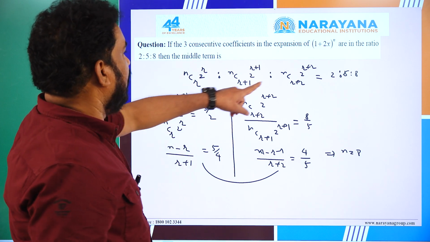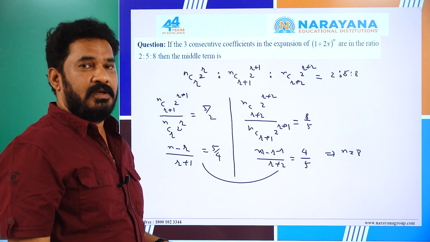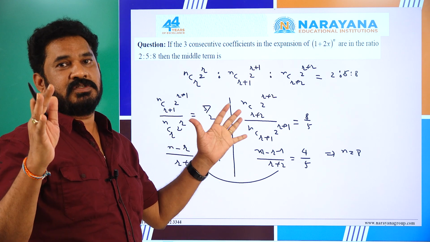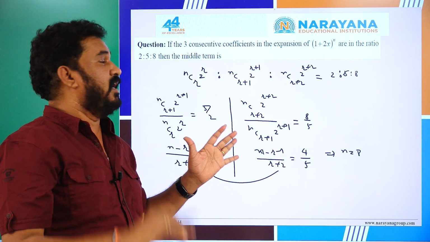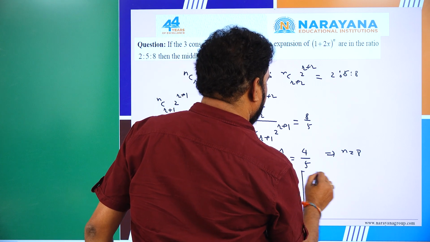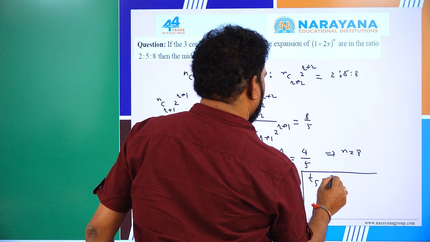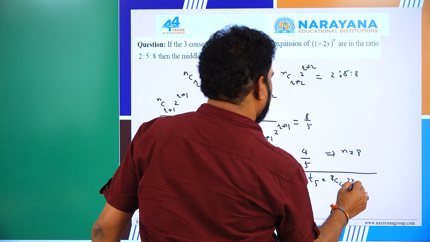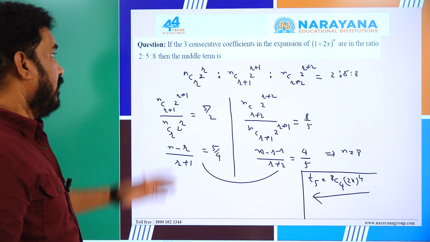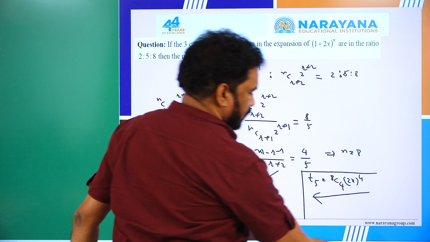After getting the n value, they are asking for the middle term. When n is equal to 8, there exist 9 terms, out of which the middle term would be the 5th term. So that is what we have to find. T5 equal to 8C4 (2x) whole power 4. This is the middle term. Okay, according to the given question, the middle term is like this. Okay, fine. Next question.